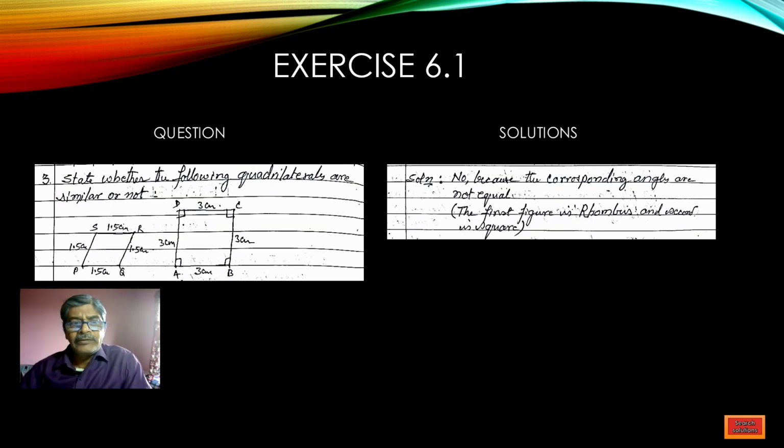In this question they have asked about these two figures which they have given with all the dimensions, and they are asking whether they are similar or not. Now that we have understood what similarity is, it is very easy to answer this question. It is no, because the corresponding angles are not equal. None of the angles are matching with the second shape. The first figure is a rhombus and the second is a square. A rhombus is different from a square, as you know very well. So, no, because corresponding angles are not equal.